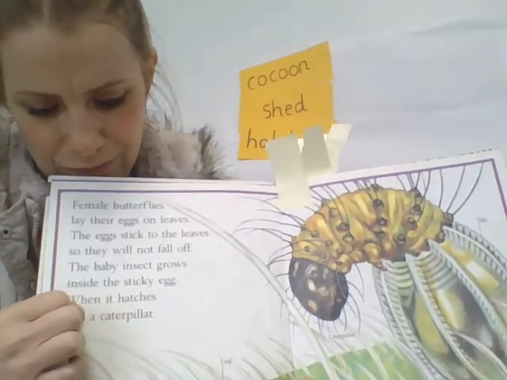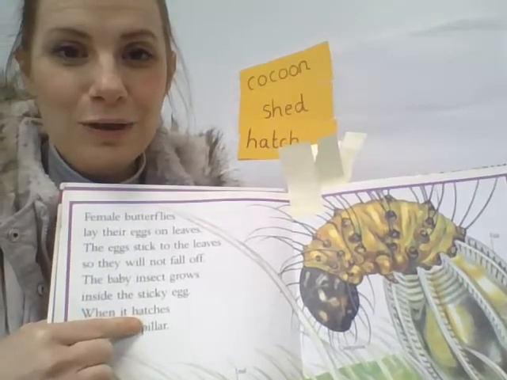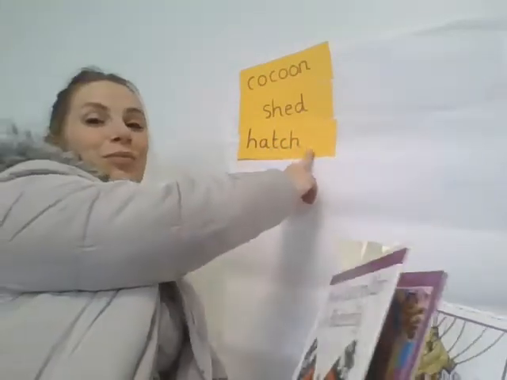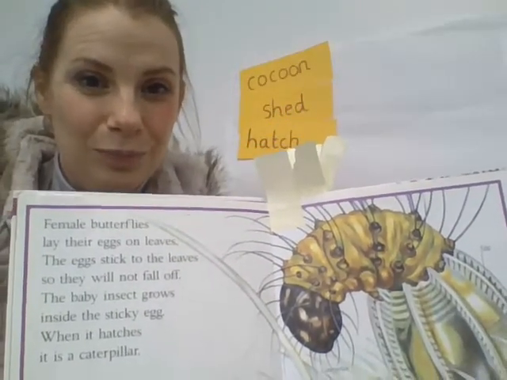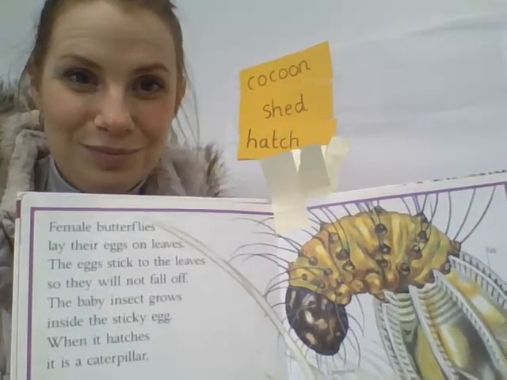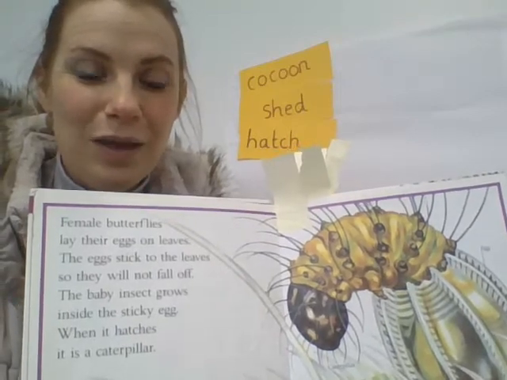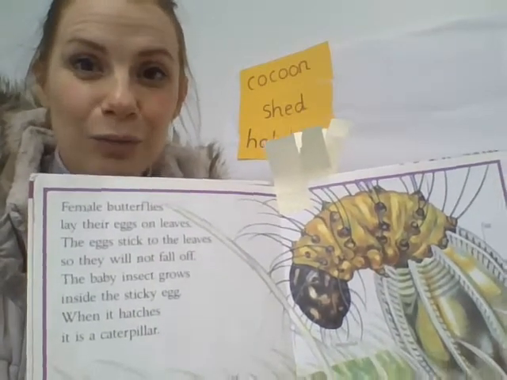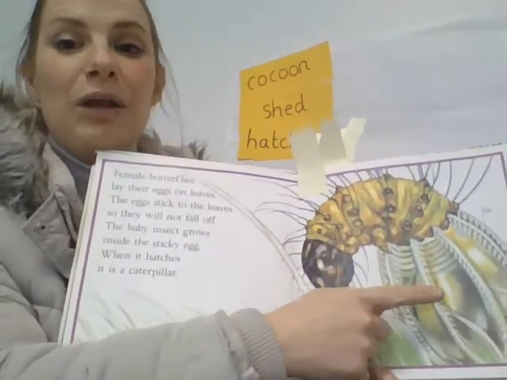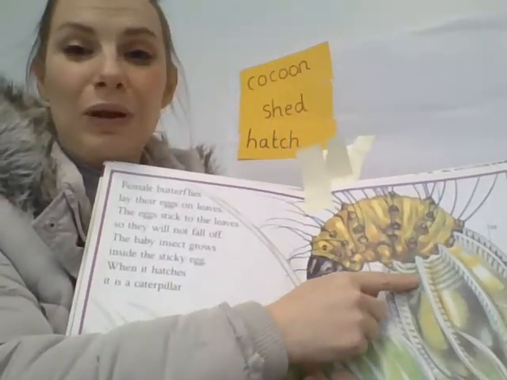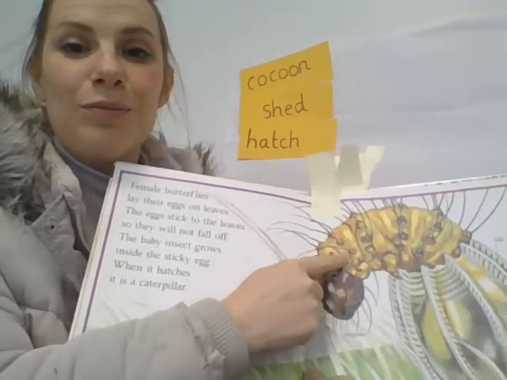And then we found this word hatch. Now, we talked about that. It's up there, look. Hatch. And you talked about the word hatch with your helper earlier. What did you say? That's right. If something hatches, it comes out of whatever it was in. So here, our caterpillar is hatching out of the egg. It's broken out of the egg and it comes out.